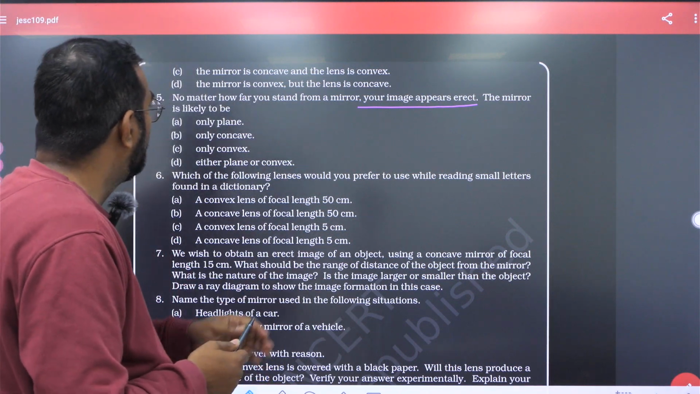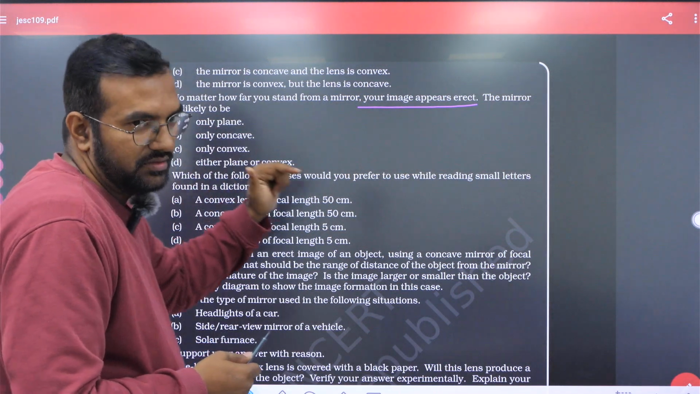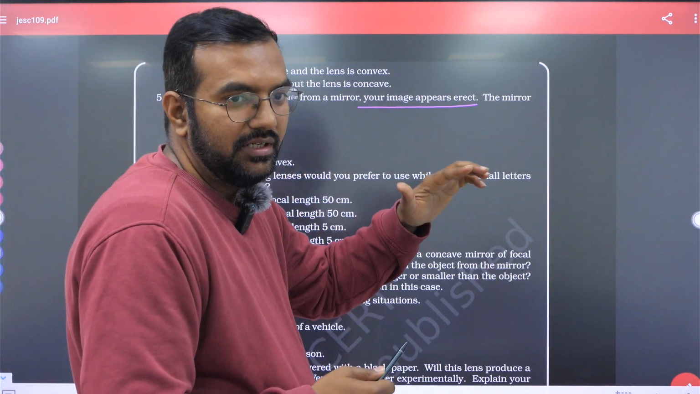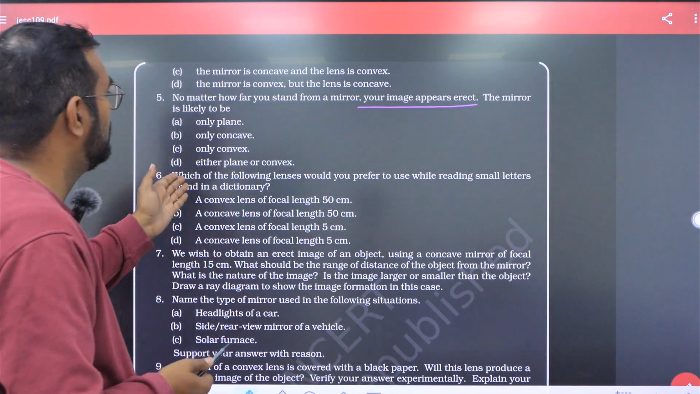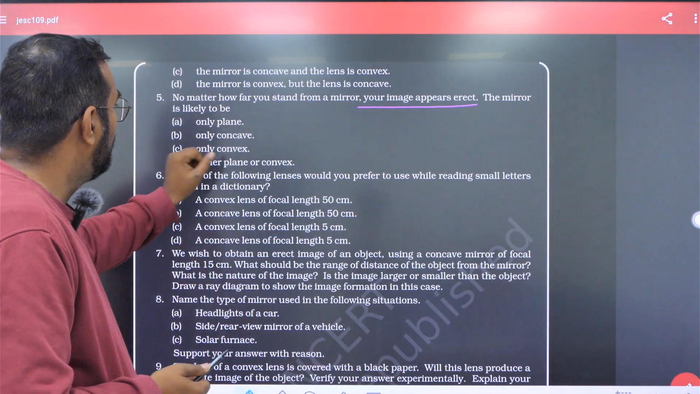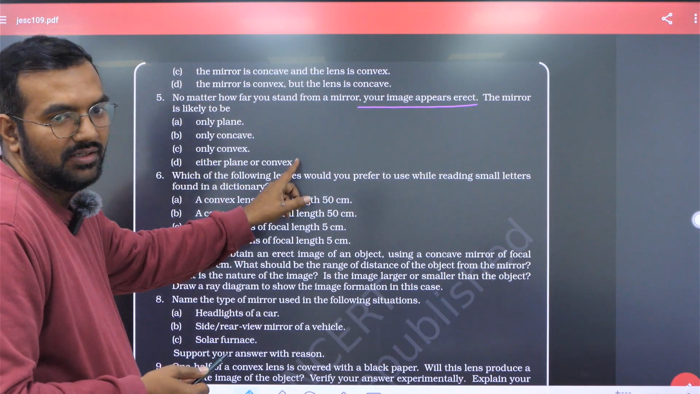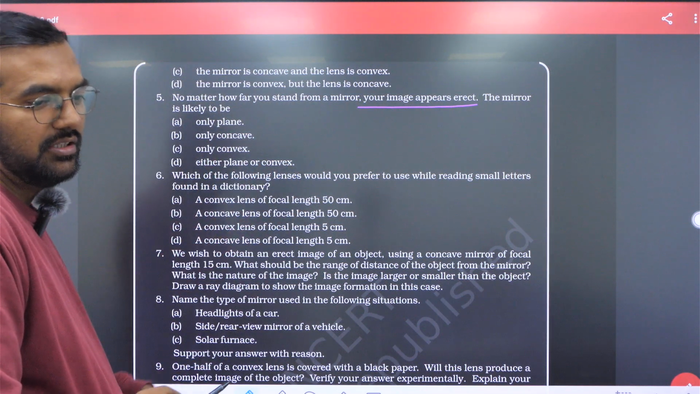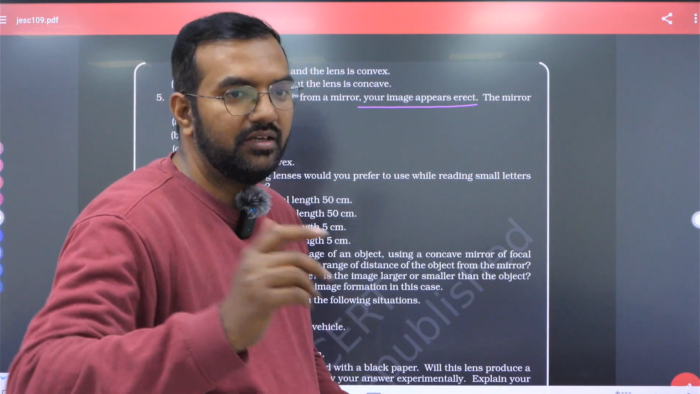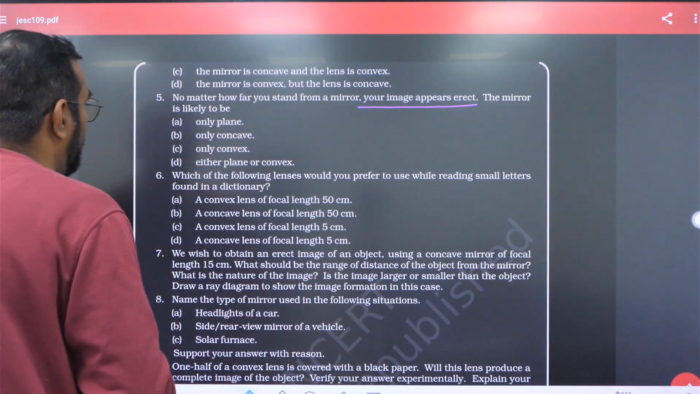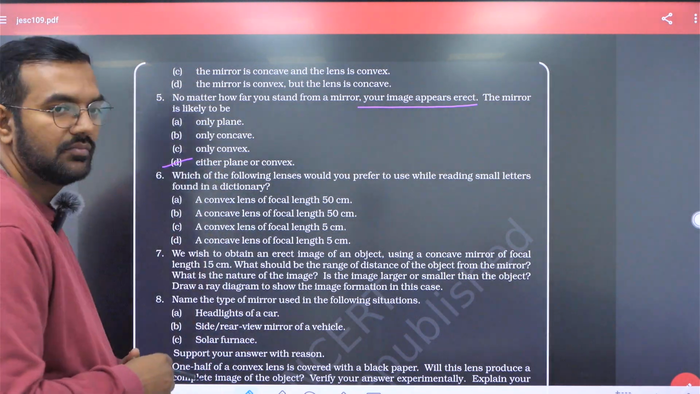So let's see the options. Only plane. Yes, in a plane mirror the image is always erect. So let's see the options first: only plane, only concave, only convex, either plane or convex. So this option will be it, because in the plane mirror the image is always erect, and in the convex mirror it is always erect. So the answer is D. Okay.